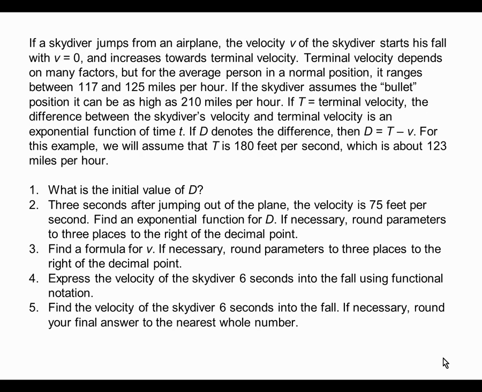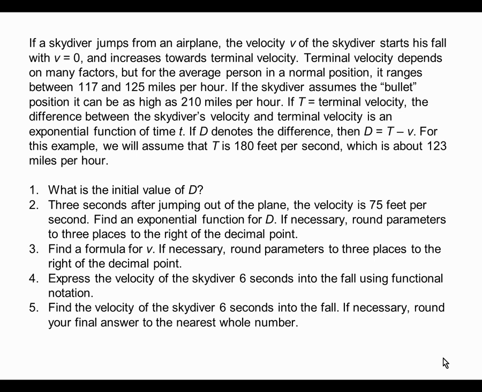So here's our setup. If a skydiver jumps from an airplane, the velocity v of the skydiver starts his fall with v equals 0 and increases toward terminal velocity. Terminal velocity depends on many factors, but for the average person in a normal position, it ranges between 117 and 125 miles per hour. If the skydiver assumes what's called the bullet position, you've seen this in competition, it can be as high as 210 miles per hour.